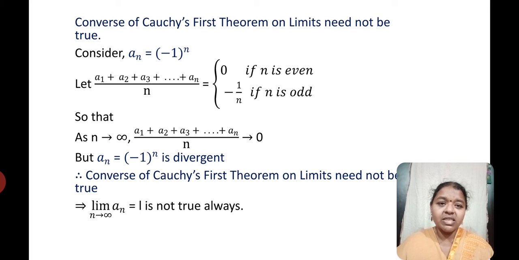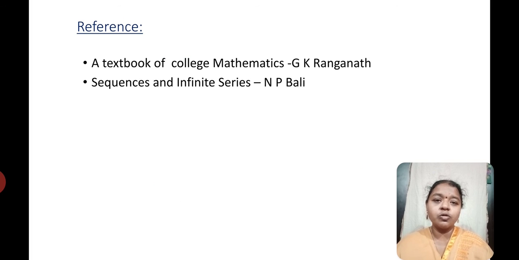So as n tends to infinity, a1 plus a2 plus a3 and so on plus an divided by n tends to 0. But we all know that an equal to minus 1 raised to n is divergent. Therefore, the converse of Cauchy's first theorem on limits need not be true. This implies that limit n tends to infinity an equal to L is not always true.